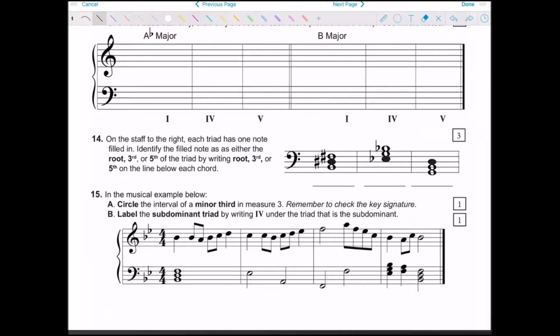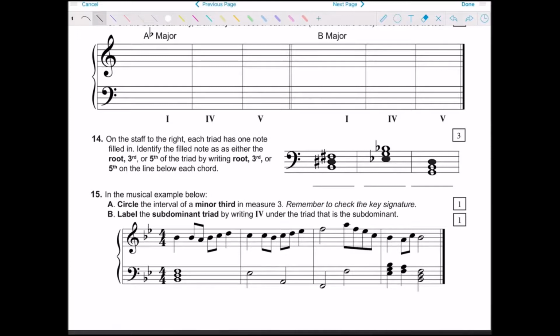In this video, we're going to be going over questions 15 and 16 on the practice test. So let's get started. Question 15 says, in the musical example below, A, circle the interval of a minor third in measure 3, so it gives you the measure. Remember to check the key signature. B, label the subdominant triad by writing a Roman numeral 4 under the triad that is the subdominant.